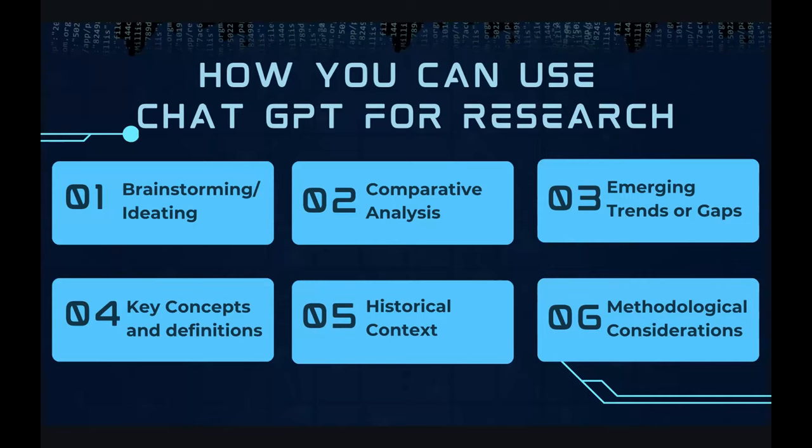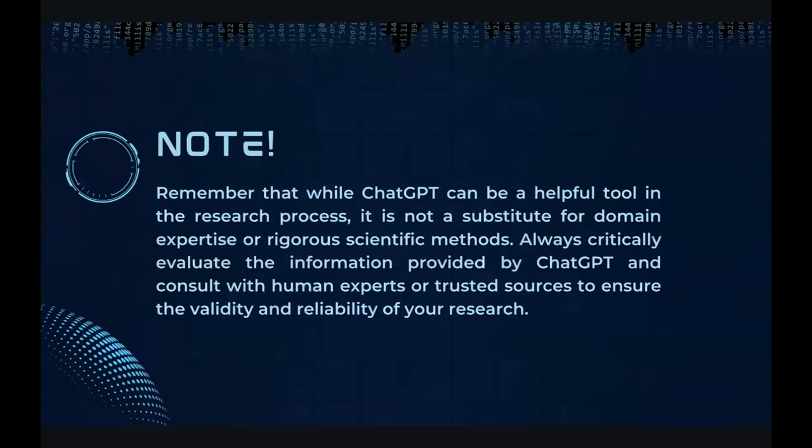Fact-checking and verification. ChatGPT can assist in fact-checking specific information or verifying claims. You can ask it to validate facts, provide definitions, or check the accuracy of statements based on available knowledge. Now, remember that while ChatGPT can be a helpful tool in research, it is not a substitute for domain expertise or rigorous scientific methods. Always critically evaluate the information provided by ChatGPT and consult with human experts or trusted sources to ensure the validity and reliability of your research outputs.